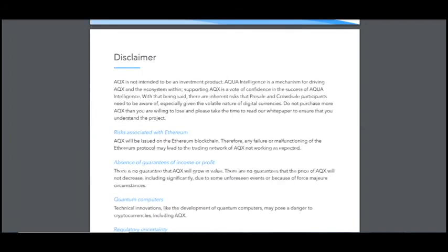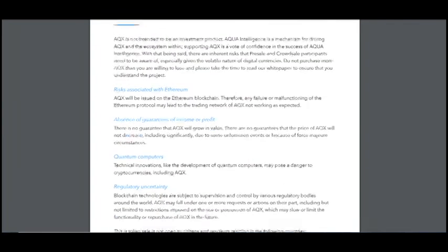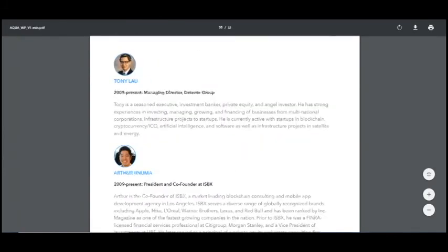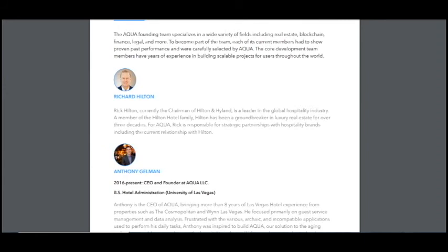And here is information about risks associated with Ethereum: absence of guarantees of income or profit, quantum computers, regulatory uncertainty. And so that's all. In total, I think this project will be very successful, because this market is very big, and it grows all the time. And this is a good team, a good idea, and it's all you need to have a perfect project.